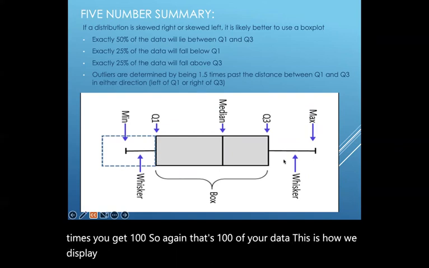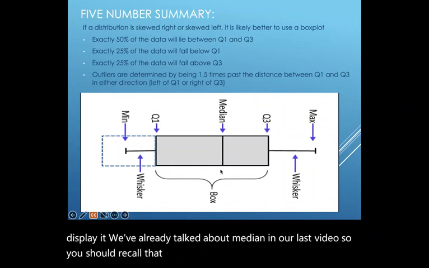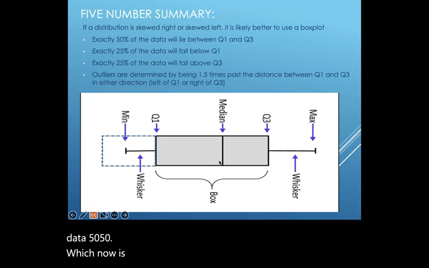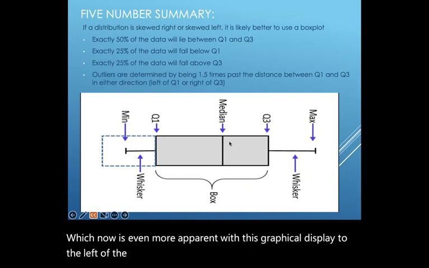We've already talked about median in our last video. So you should recall that median is splitting the data 50-50, which now is even more apparent with this graphical display. To the left of the median is 50% of your data, and to the right of the median is 50% of your data.